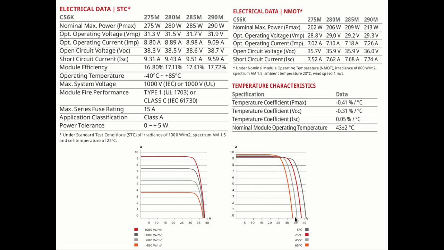As you increase the temperature, the curve moves inwards. So therefore, the open circuit voltage is actually decreasing. On the other hand, the current actually increases with increase in temperature. So that's what you see here. This gray curve is all the way at the bottom. As you increase the temperature, the current actually increases.